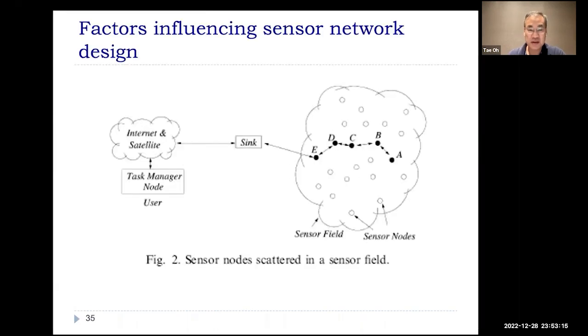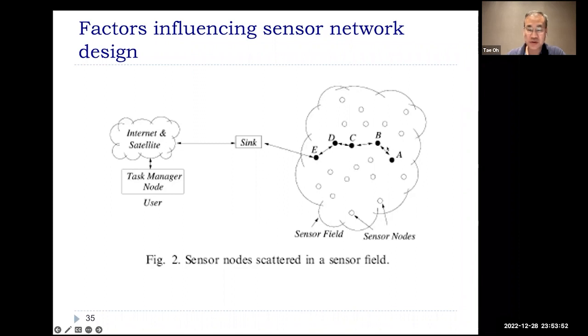Okay. So basically, these are the sensors, okay? These are the number of sensors. For example, the sink is basically the collector of all the information, and the sink has a capability of communicating to the user or cloud through internet, satellites, LTE, 5G, whatever. So all of these sensors somehow need to be able to send it to the sink.